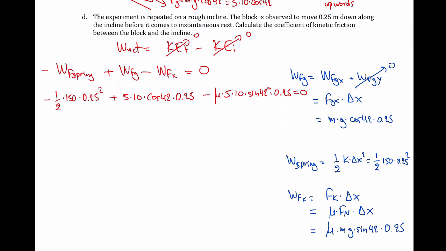Give me a moment to add all of these in the calculator. Now, what I find is that the mu is 0.385 approximately, and the mu, the coefficient of friction, has no units.